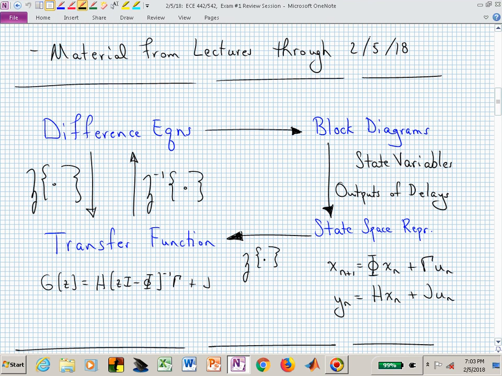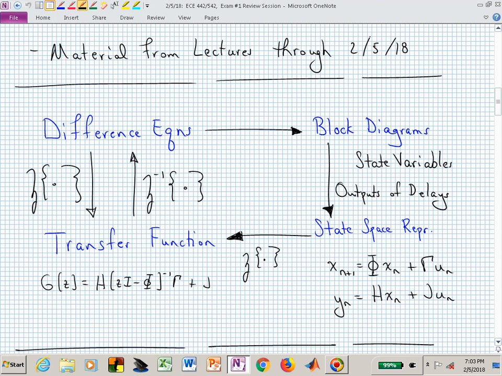And you now have a state space representation from a block diagram. You can find via this formula, this matrix algebra with a complex variable Z, how to find the transfer function capital G of Z once you have your system described by a state space representation.